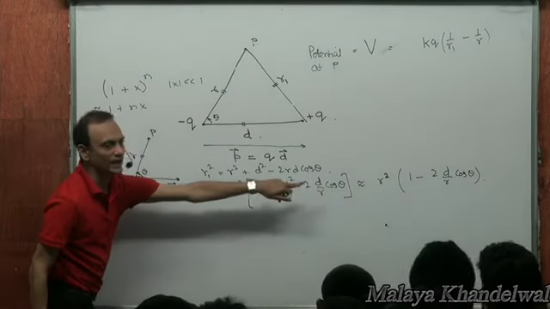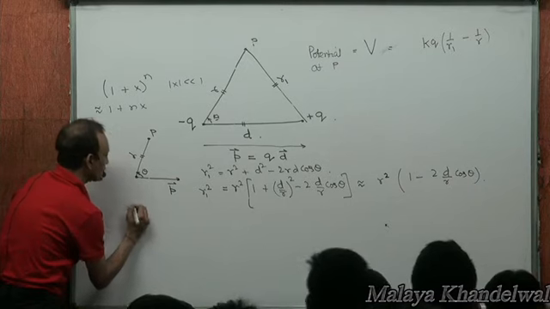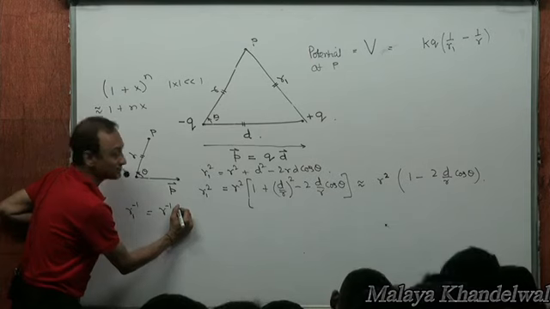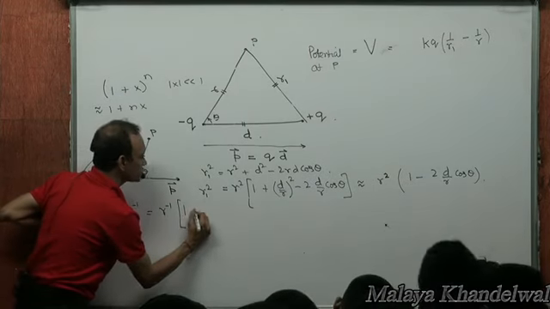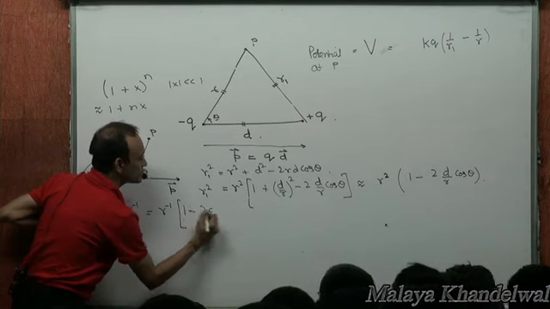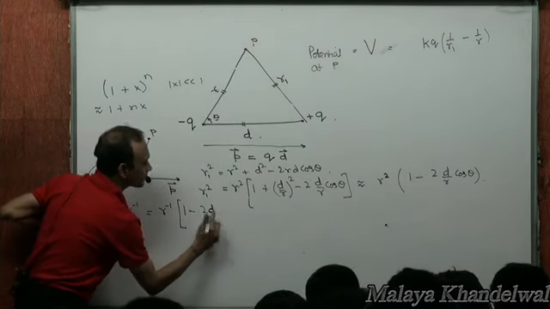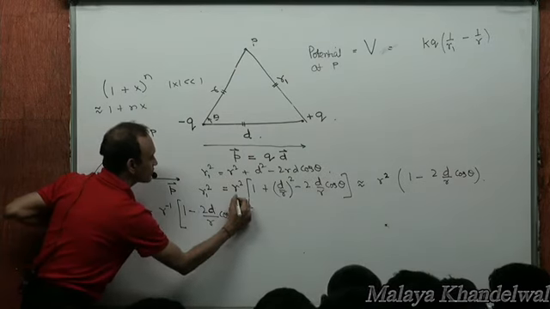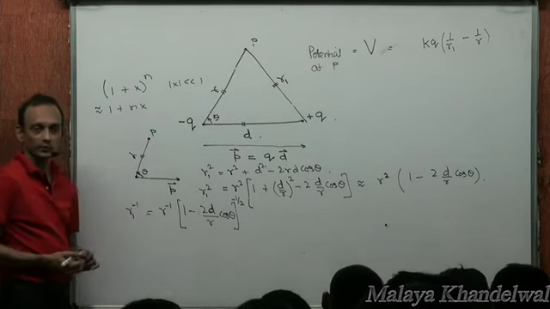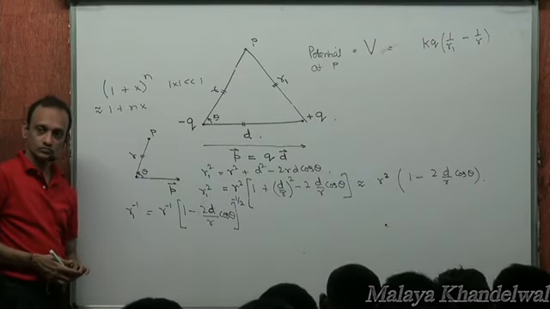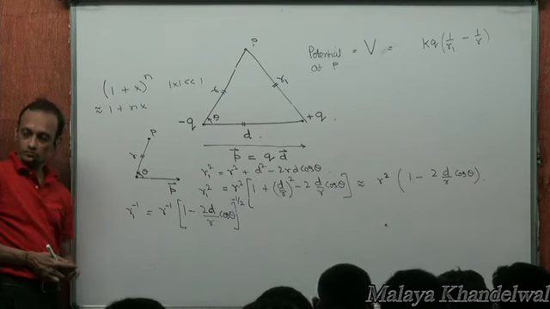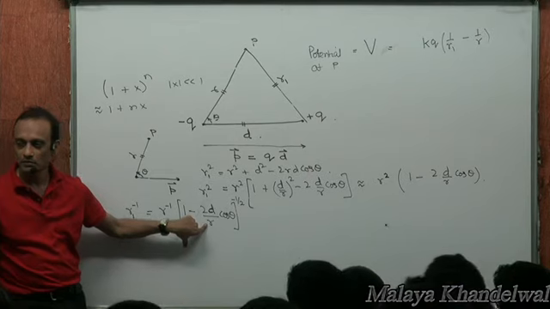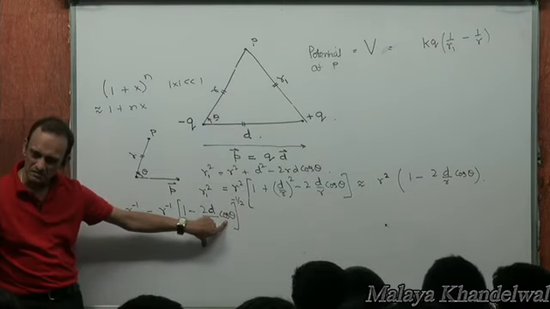Raising both sides to the power minus half. So I get r1 to the power minus 1 equals r to the power minus 1, raising both sides to the power minus half, into (1 minus 2 d by r into cos theta) to the power minus half, right? Yes or no? Hey, d by r is really small. Cos theta is less than 1.